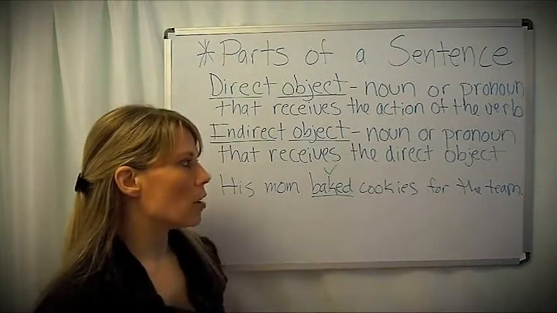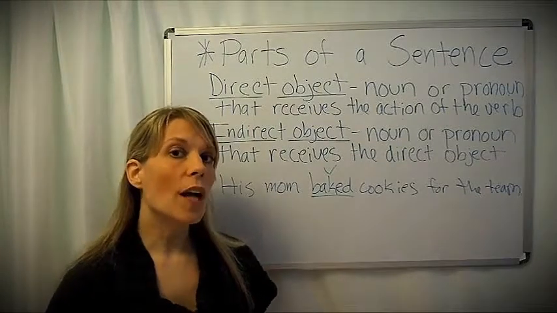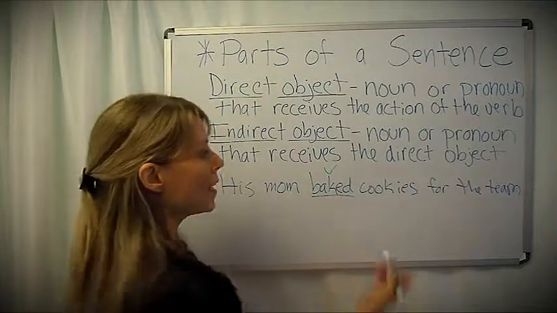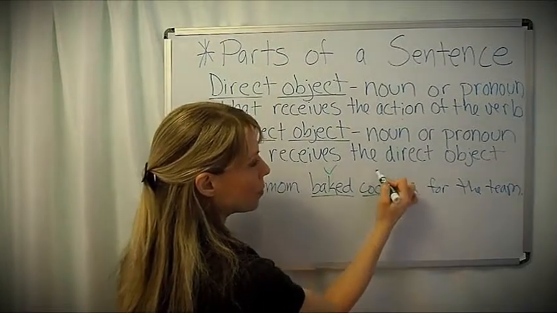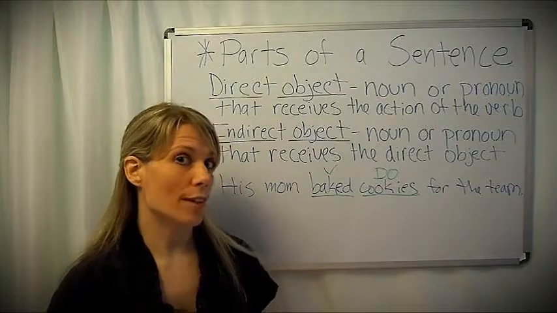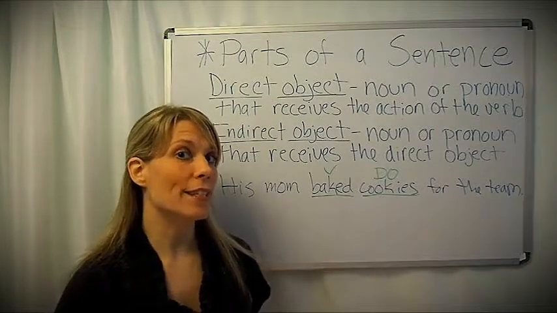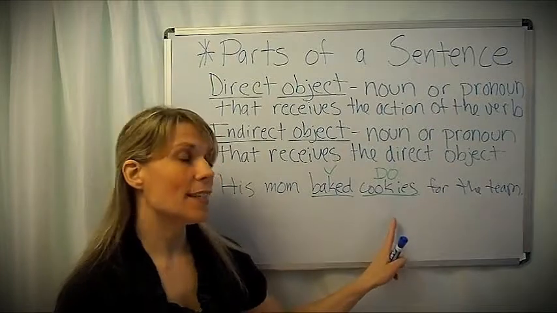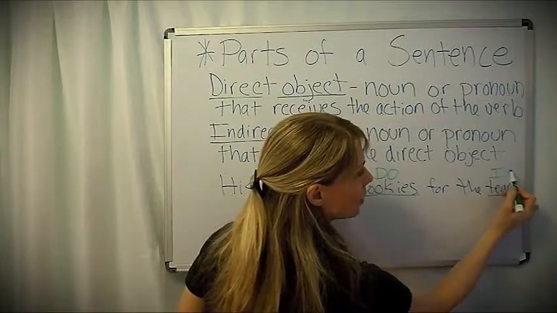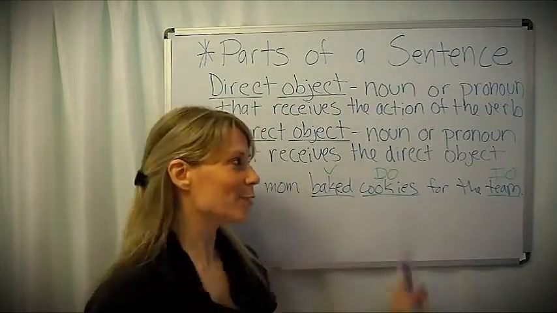Now we have to ask ourselves, what noun or pronoun in this sentence is receiving that action? What is the thing in this sentence, what is the word, noun, in this sentence that is being baked? Answer, cookies. So we can go ahead and label cookies as our direct object. Okay, now we need to identify our indirect object. So in order to do that, we have to ask ourselves, what noun in the sentence is receiving the direct object? So what noun in this sentence is receiving the cookies? And the answer is team. Team is receiving the cookies. Because my mom baked cookies for the team. So the team is the group of fortunate people that's receiving these great cookies.